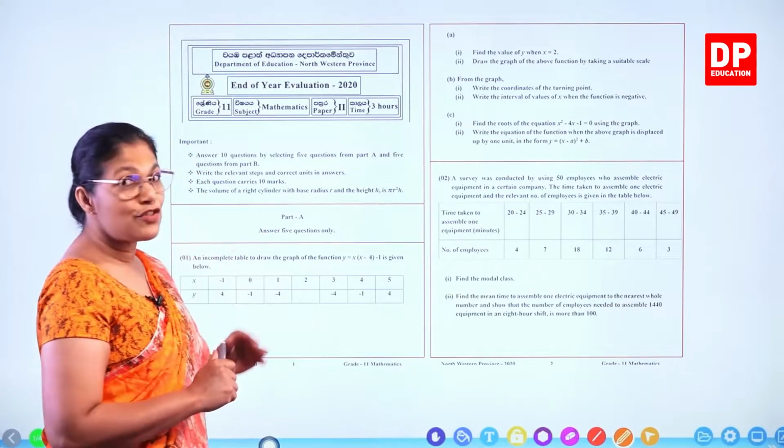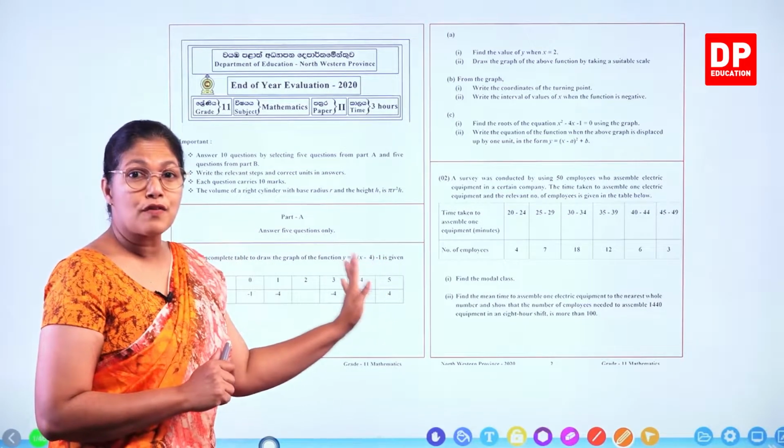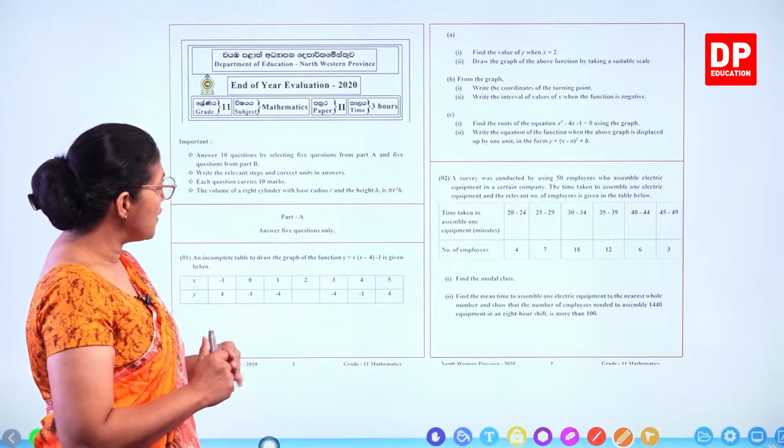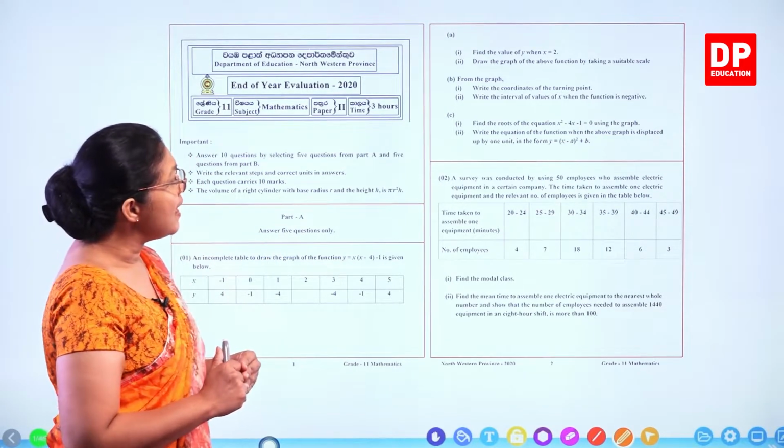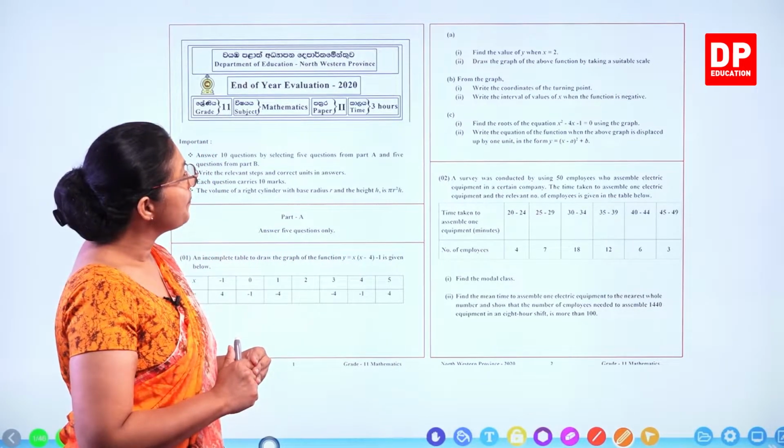And what are the important instructions? Answer 10 questions by selecting 5 questions from part A and part B. Write the relevant steps and correct units in answers. Each question carries 10 marks. Also given is the volume of a right cylinder with base radius r and height h, which is pi r squared h. And you need to ask for graph paper to do the first question. Then you can give answers in line papers.